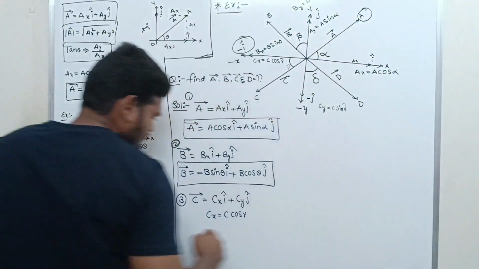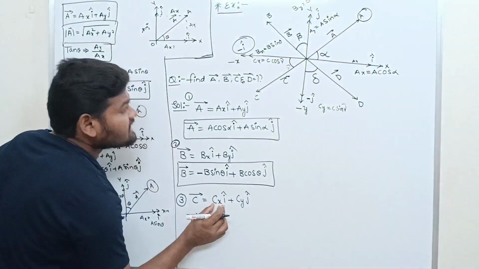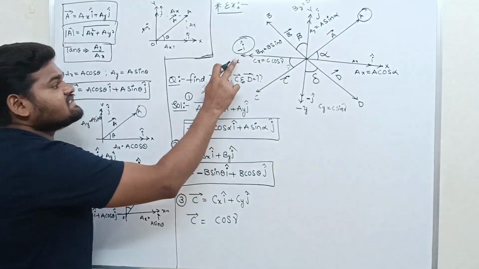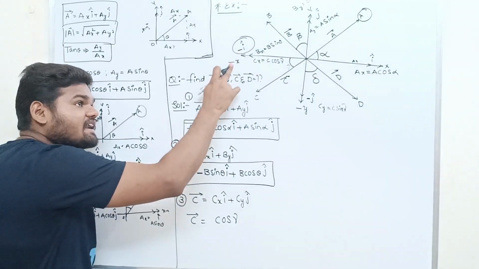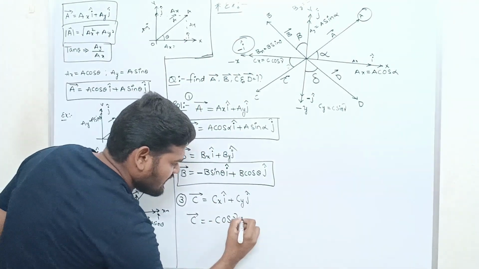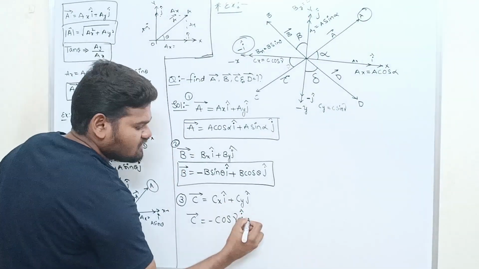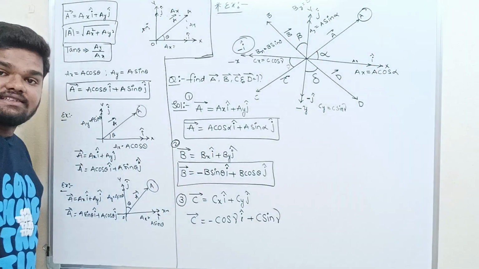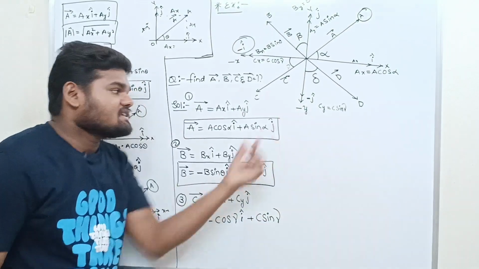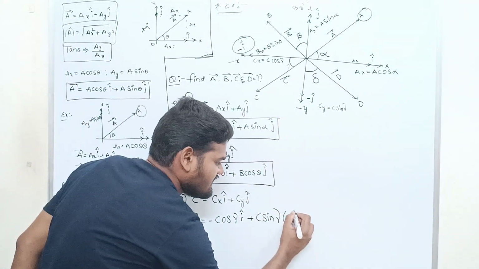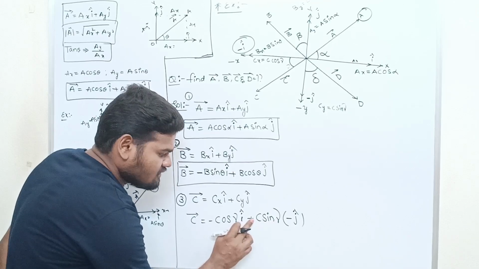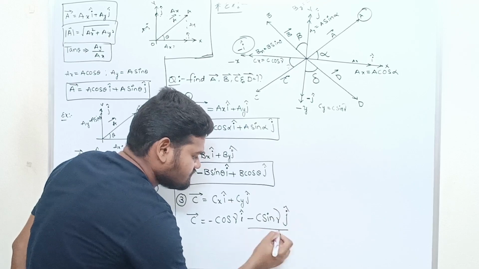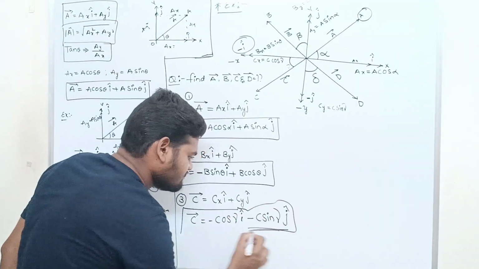That's it. Just substitute. C bar vector is equal to Cx, what is Cx? C cos gamma. And this C cos gamma is along the negative x-axis. What is the unit vector along the negative x-axis? Minus I cap. Plus Cy. What is Cy? C sin gamma. What is the unit vector along the negative y-axis? Minus j cap. So minus into plus, minus. So overall you will get C sin gamma into j cap. So this is the C bar vector.